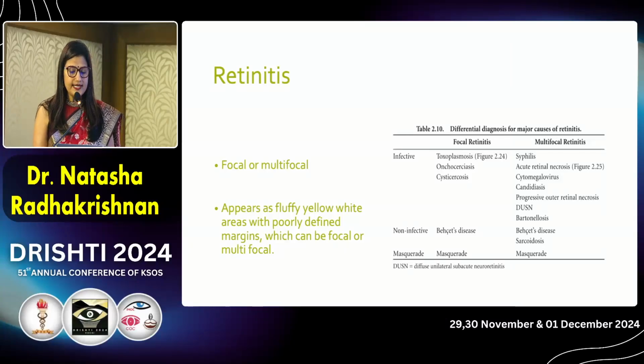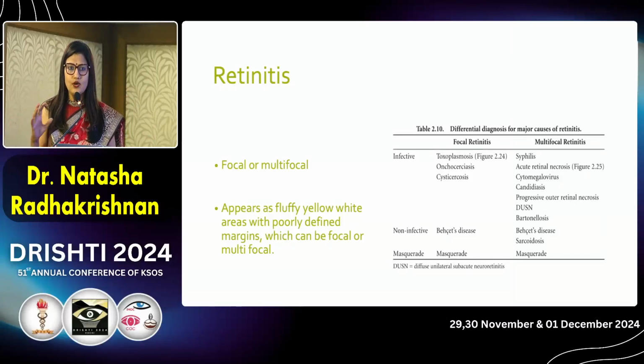Now, a focal retinitis, the most common cause that we see now is toxoplasmosis, but you can also get it in Behçet's. Behçet's is one of the very few non-infective retinitis causes. You can get a retinitis patch in Behçet's disease. So that is one thing you can keep in mind. You can also get it in masquerades. Multifocal retinitis: syphilis, acute retinal necrosis, where the retinitis will be in the periphery.